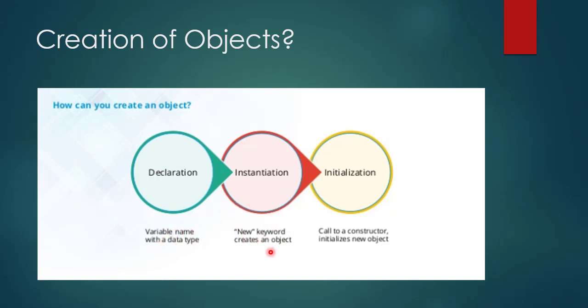Instantiation, the second way of creating objects. When you are instantiating, you have to use the new keyword. When you use the new keyword, it basically creates memory for this object. The last one is initialization. Call a constructor, initialize a new object. We initialize the object by a constructor, so the class name and the method name must be the same.